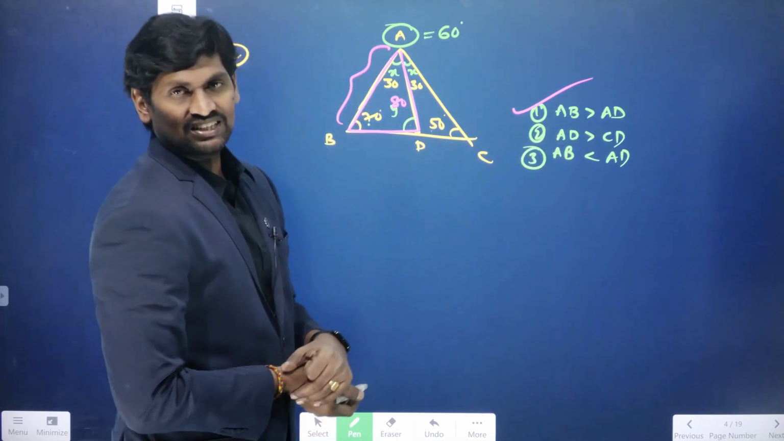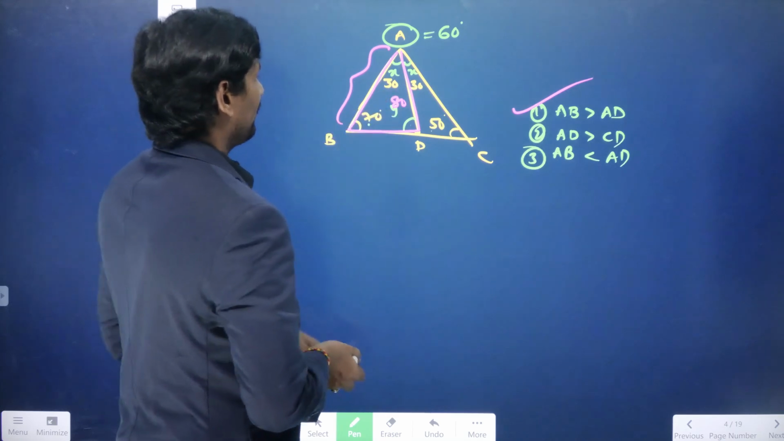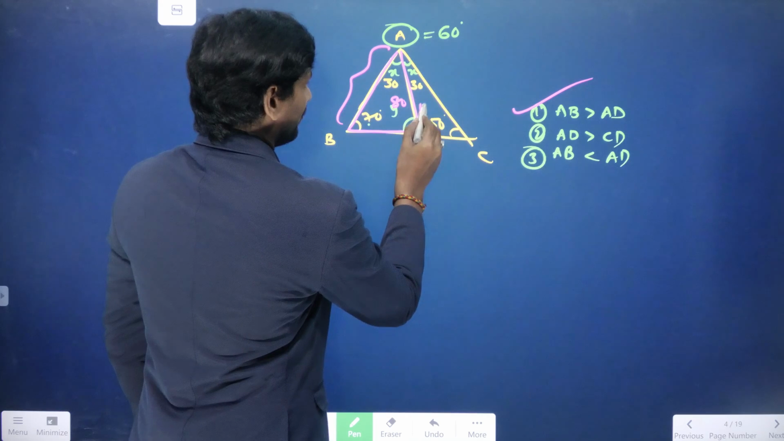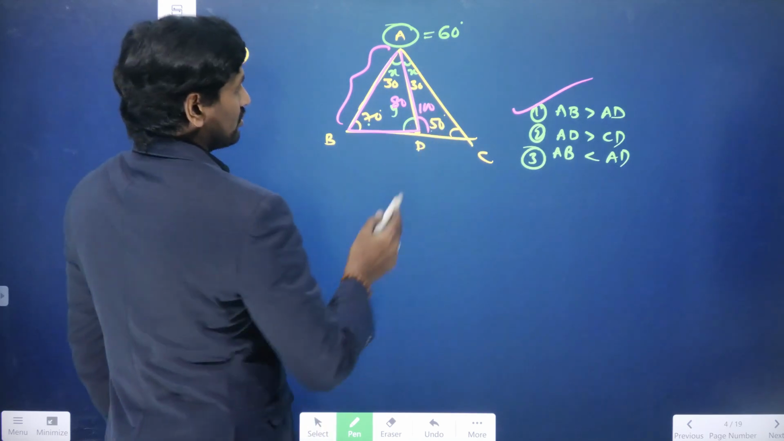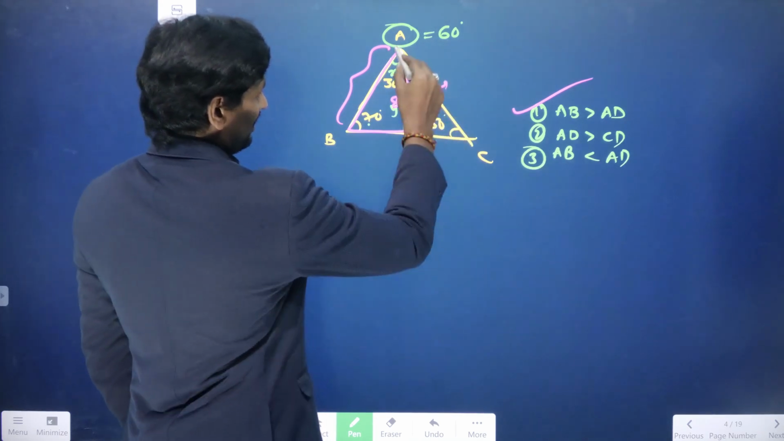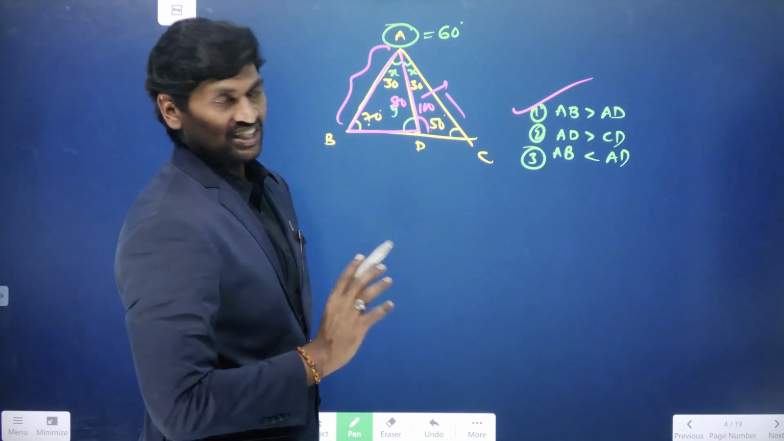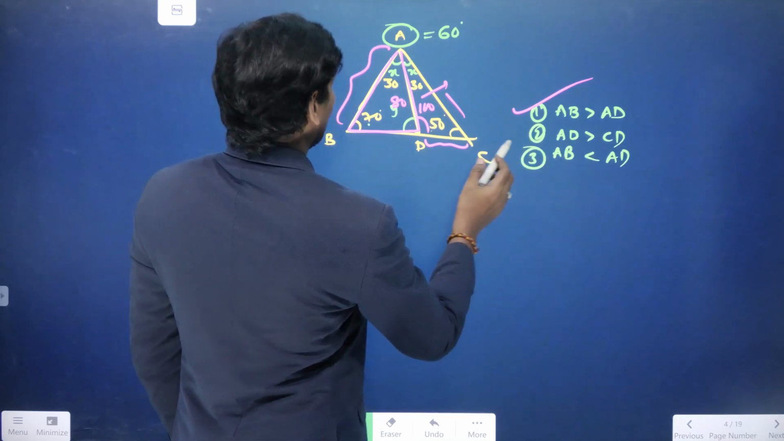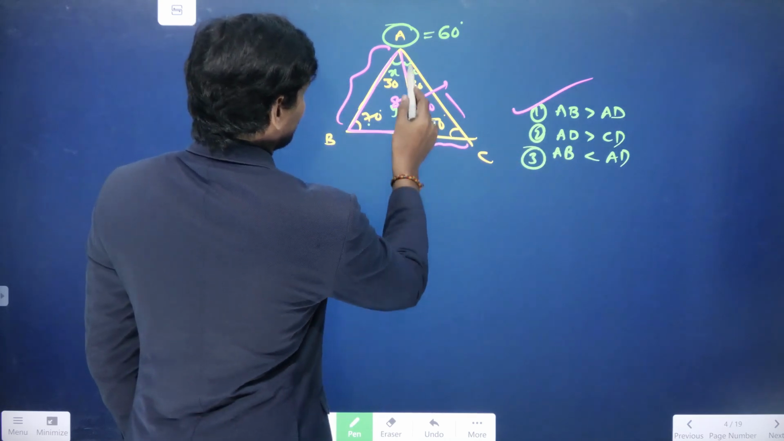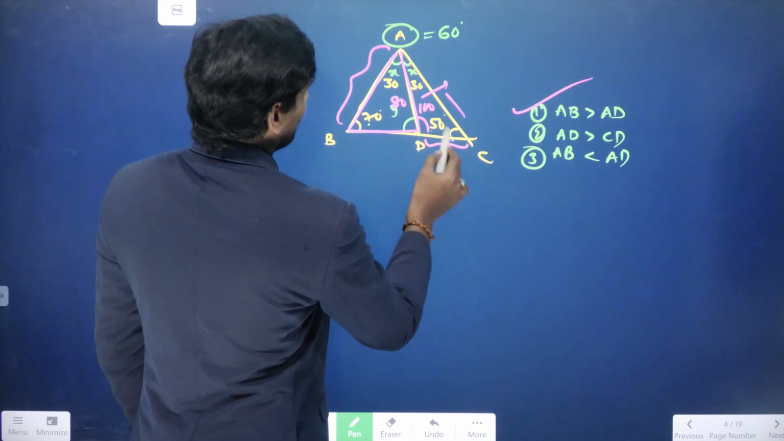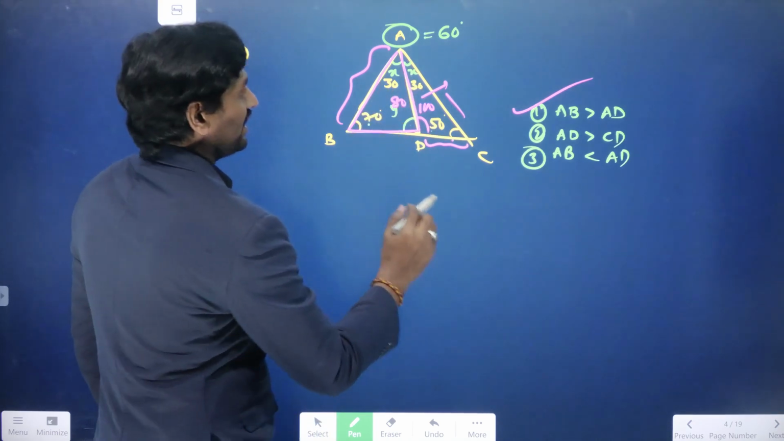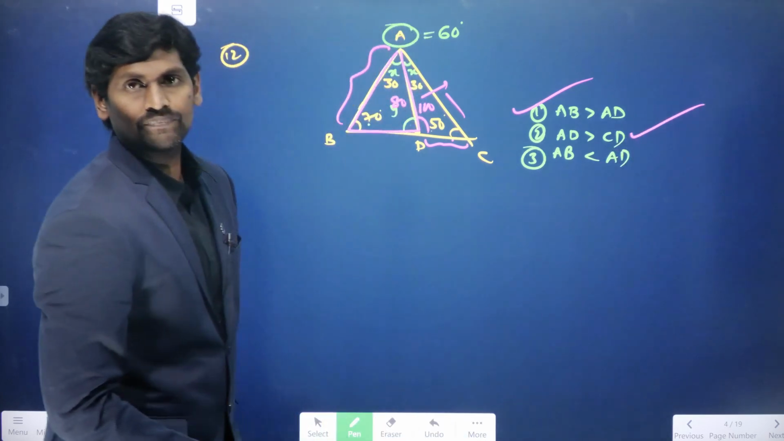Next, is AD greater than CD or not? AD and CD in this triangle. So what about this angle here? It will be 100 because of a linear pair. So in the second triangle, AC is the greater side. CD is opposite to 30 degrees and AD is opposite to 70 degrees. So obviously AD is greater than CD.